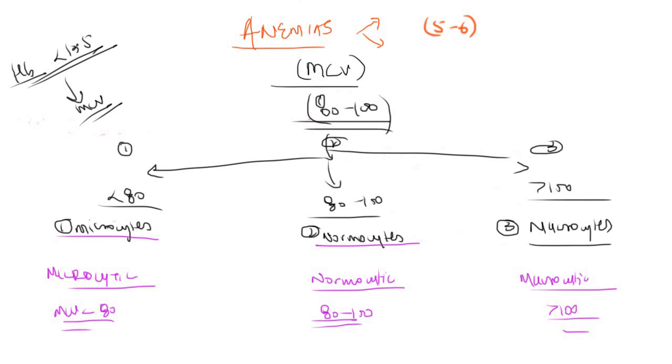Now, the next question is, how do we dive deep into microcytic anemia? How do we dive deep into normocytic anemia? And how do we dive deep into macrocytic anemia? So let's start with the microcytic anemias first. The microcytic anemias are those in which the MCV is less than 80.